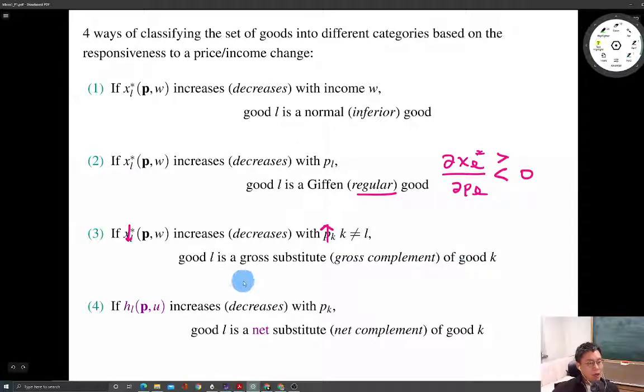Finally, if the Hicksian demand for good L increases with P_K, then we say good L is a net substitute of good K. If the Hicksian demand for good L decreases with P_K, we say good L is a net complement of good K. I guess you have seen this taxonomy, the way of classifying goods into several types depending on the sign of the derivative of the Walrasian demand with respect to income or price, and of the Hicksian demand with respect to price. So here is just a summary of the classification of goods into several categories.